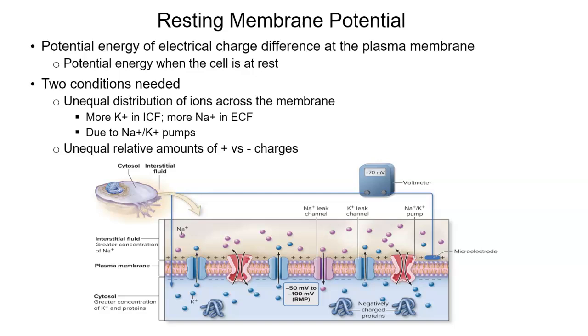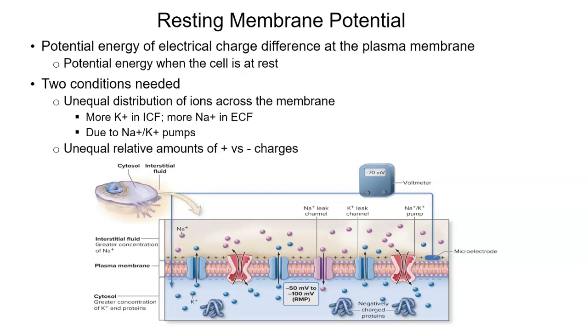Another function of the cell membrane is to establish and maintain an electrochemical gradient across the plasma membrane, and we call that the resting membrane potential. This is vitally important for normal muscle contraction and for firing nerve impulses. So cells have an electrical charge difference at the cell membrane. This charge difference represents potential energy, so we call it membrane potential.